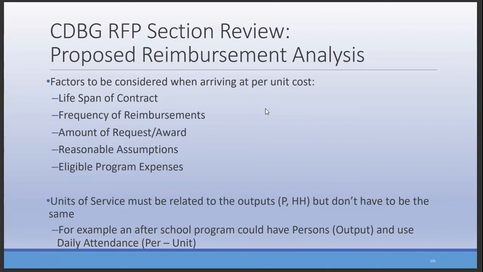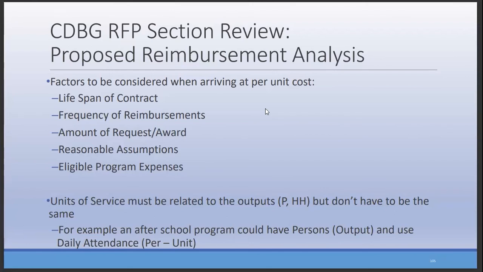Ideally, if funded, your request will match your awarded amount, but due to many factors, your award amount could be less than anticipated, which would impact, among many other things, your per unit analysis. It is also based upon reasonable assumptions and CDBG eligible program expenses.